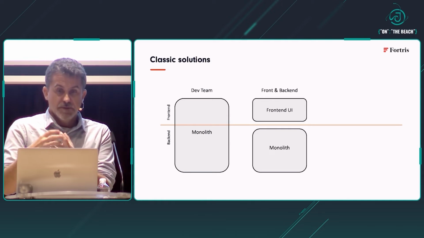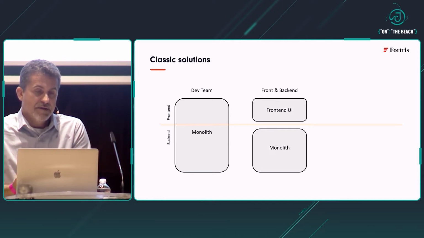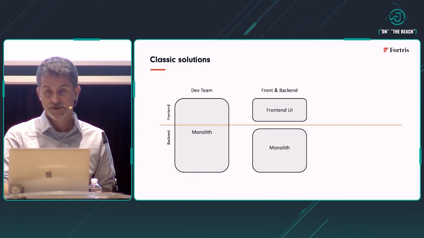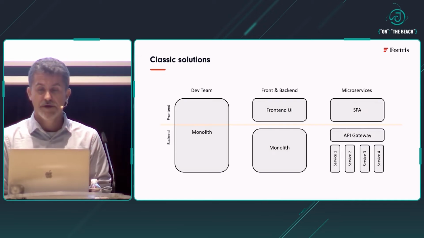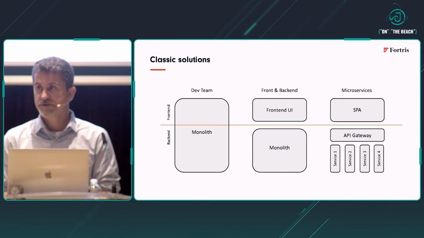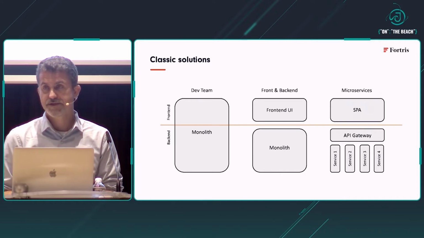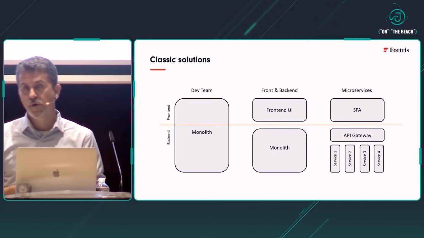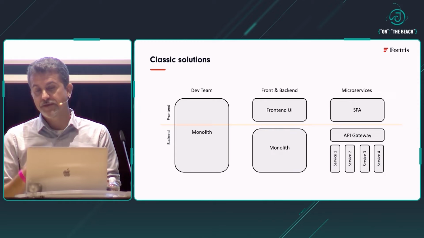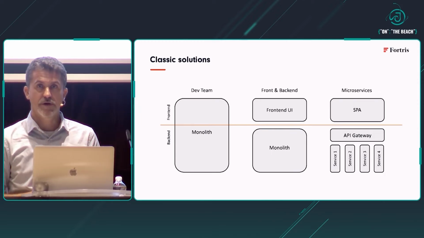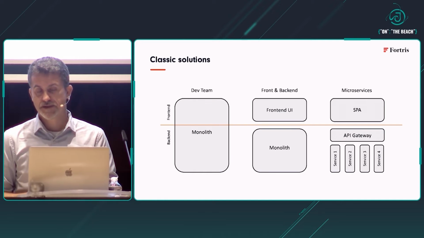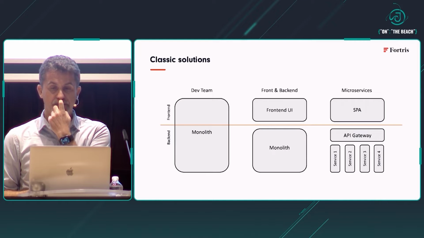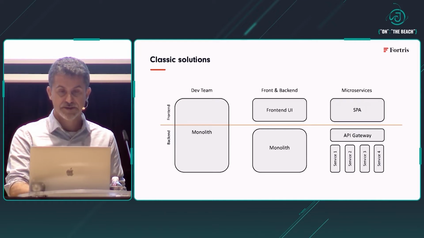Then the evolution was keeping the monolith in the backend, but start separating the UI in the front-end. And then the next evolution, having microservices in the backend, some single page application in the front end, and in between creating an API gateway. I'm going to speak about it later. Apply this pattern to some facade service where you can have a single entry point from the front end to the microservices, routing all the requests.